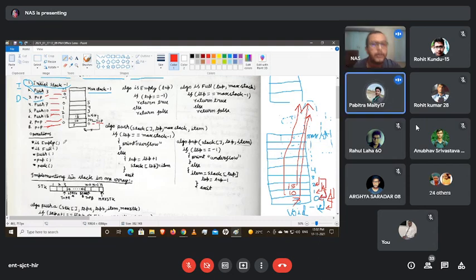Okay, so there are 5 operations we generally do in our stack. What are the operations? The first one is stack is empty, which means we can do any kind of insertion operation there, but we can't do any kind of deletion operation, because if we perform a deletion operation when the stack is empty, it will be an underflow condition.